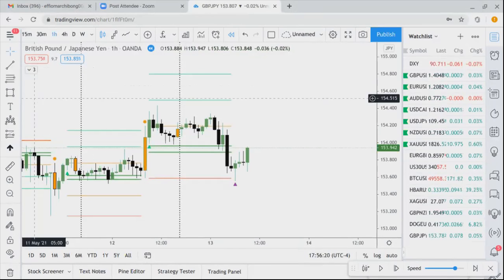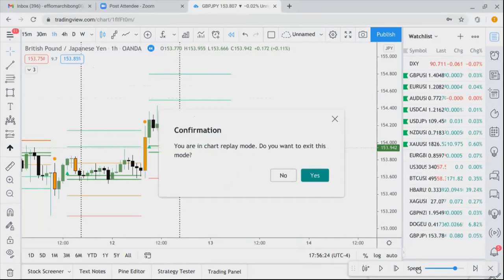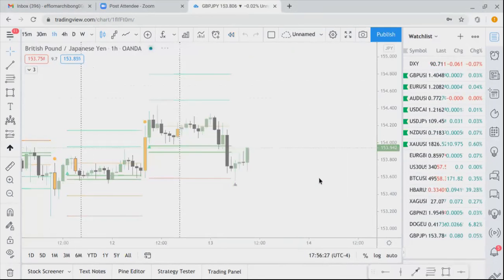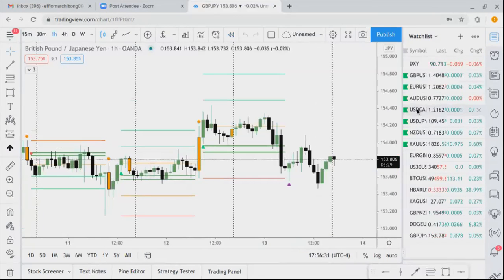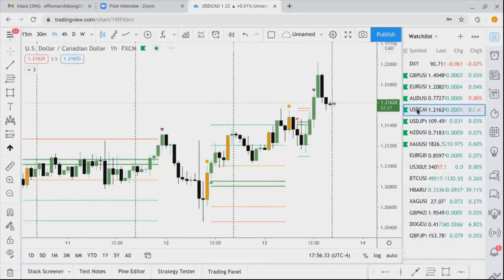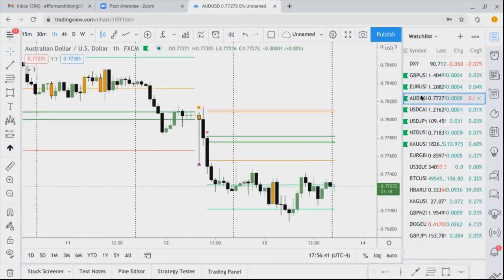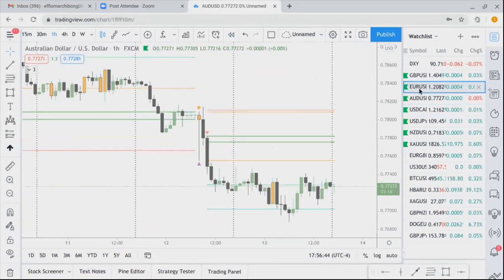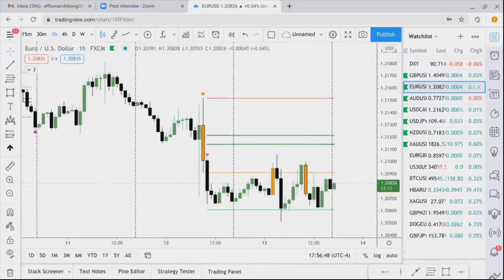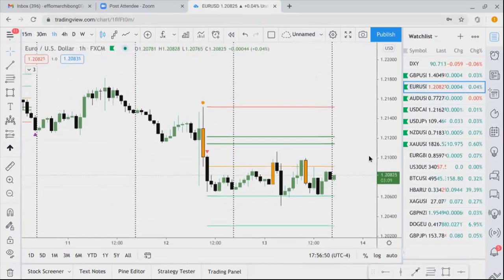So this is GJ. Let me look at another pair. Let's look at UCAD. See it? It's there again. Let's look at AUD USD. Is it there? Oh, yes, it's there. Let's look at all of it. Ooh, it's there.